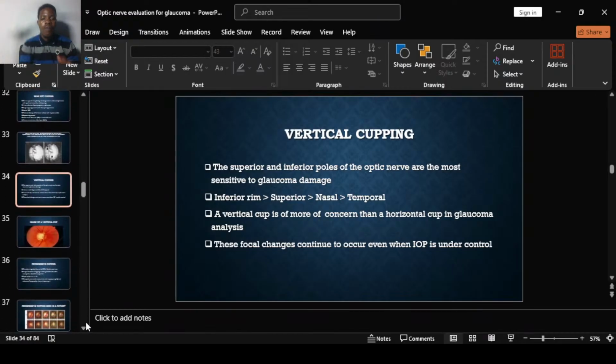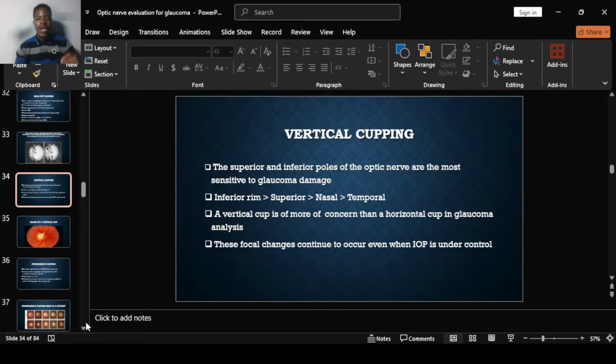And then we also have vertical cupping. In vertical cupping, the superior and inferior poles of the optic nerve head are the most sensitive to glaucoma damage, not the temporal and the nasal. Just like we said earlier, the inferior rim should be greater than the superior rim, the superior rim larger than the nasal, and the nasal larger than the temporal. But in glaucoma, we do not see this.